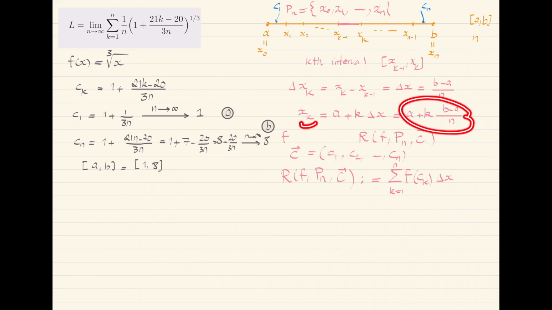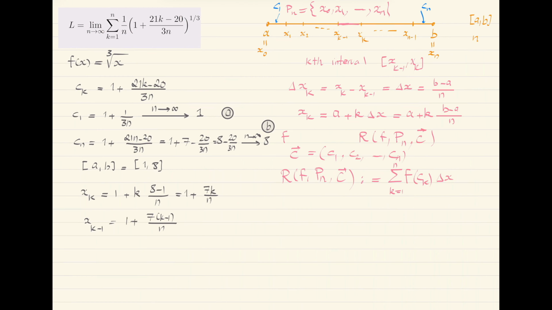x_k is this expression. For this problem, we found a to be 1 and b to be 8. So let me write this formula for x_k appropriate for this problem. I replace a with 1, I replace b with 8. So it becomes 8 minus 1 over n, so this is just 1 plus 7k over n. So this is x_k. x_{k-1}, of course, will be 1 plus 7(k minus 1) over n. Now what I have to confirm is that this c_k is somewhere between x_{k-1} and x_k.